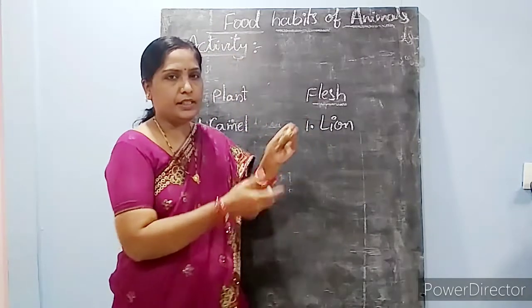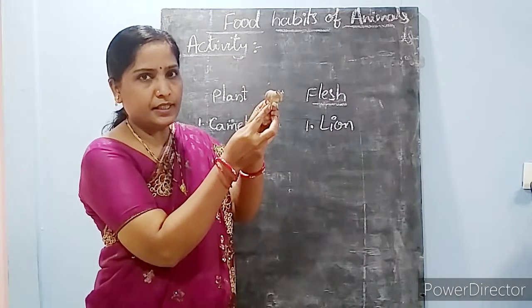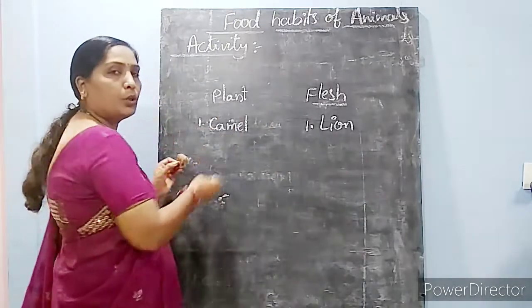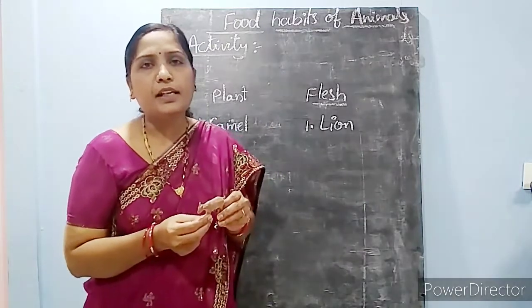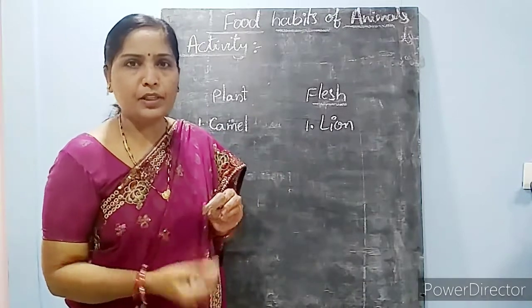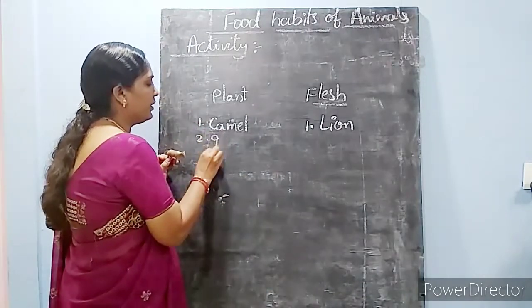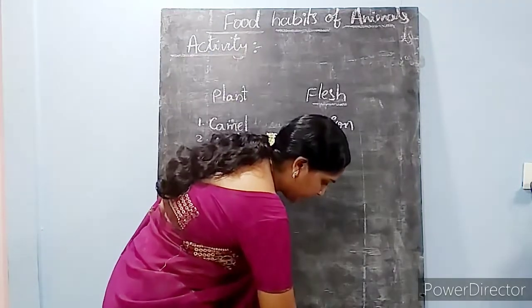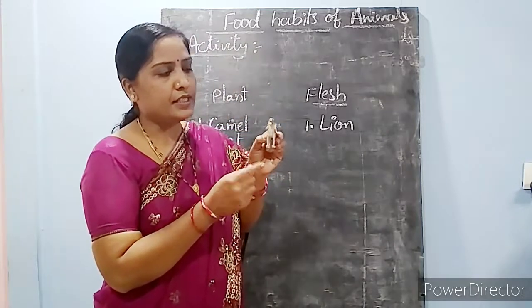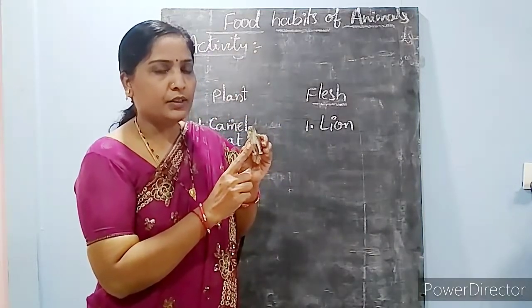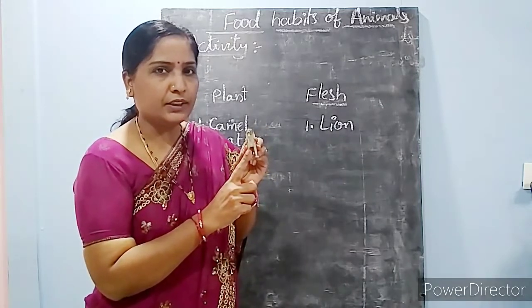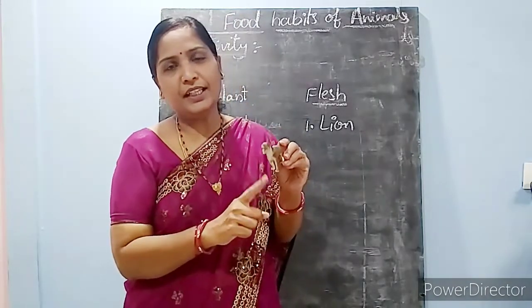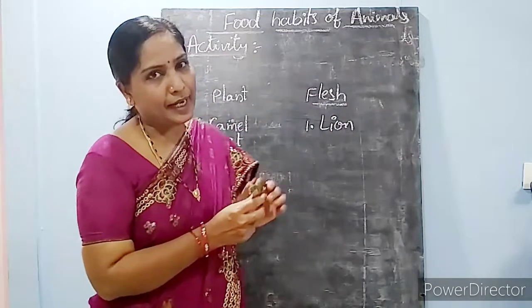And the next animal is, you find out which animal is this? This is a goat. So what does the goat eat? Goat eats plants. Again, it is a grass eating animal. So here you write goat. And the next animal is, which animal is this? This is a dog. What does a dog eat? Dog eats, you're right, both flesh and at the same time it can also eat plant products.